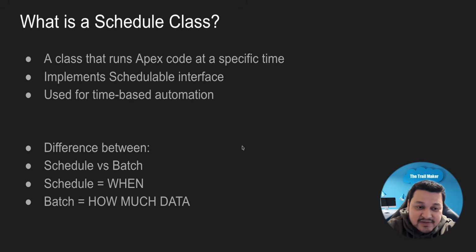We are also going to understand today the difference between a scheduled and a batch class. Schedule is basically when you want to run that particular batch class or any other Apex code, and batch is what exactly you want to run at that particular time. We understood the batch class in the previous video. If you want to look at it, you can watch the previous video about the batch class.